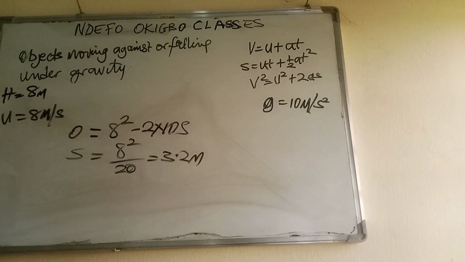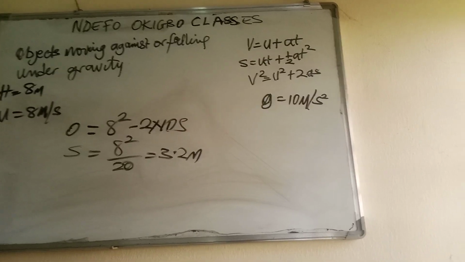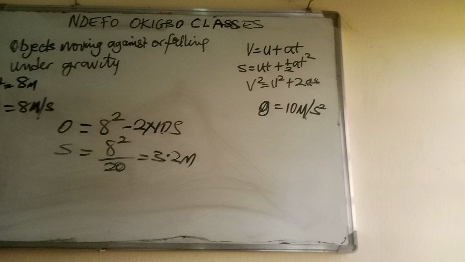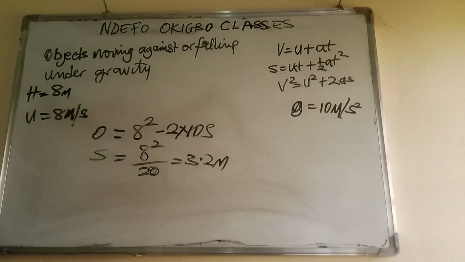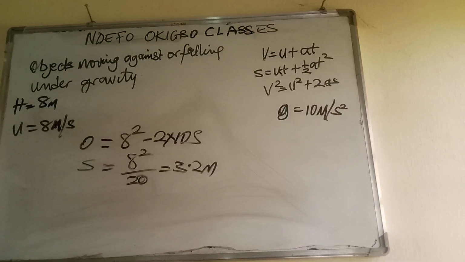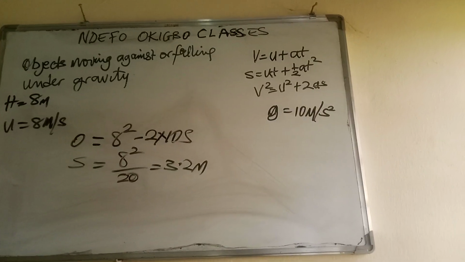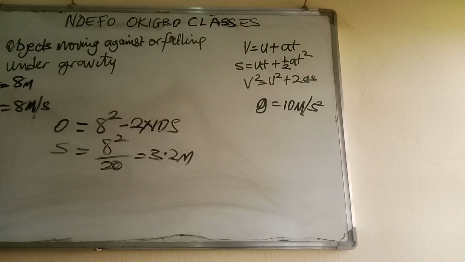So the question says, as a fruit is falling from a tree 8 meters high, at the same time a child throws a stone vertically upward towards the fruit at a velocity of 8 meters per second. At what height from the ground will the stone hit the fruit?